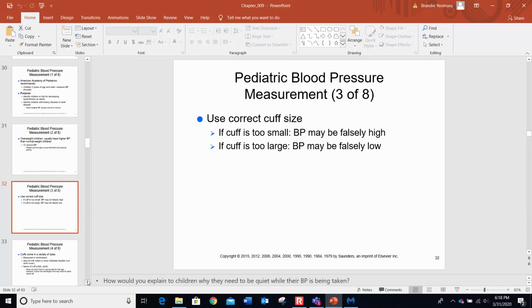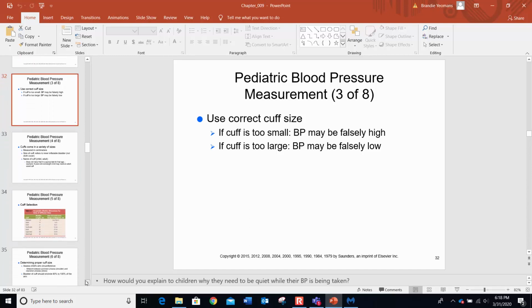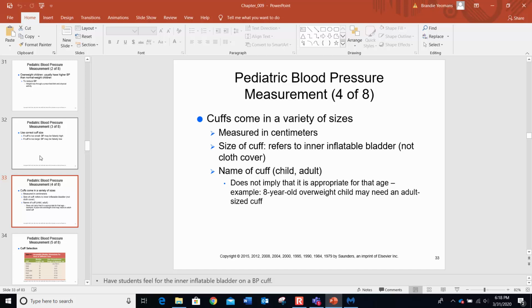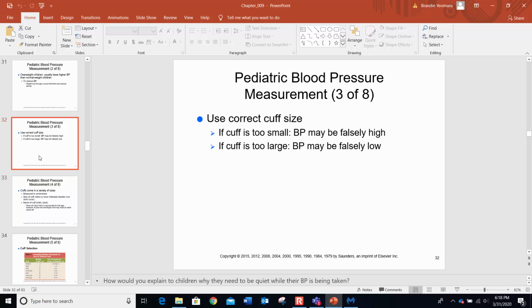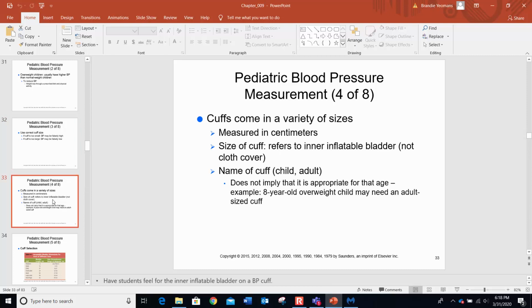When we're measuring blood pressure on the pediatric patient, it's no different than using a cuff on an adult patient, and I know you guys have already talked about that with vital signs. We're going to use the right size cuff. If it's too small, we're going to get an inaccurate reading, and it's going to be falsely high. If it's too large, it's going to be falsely low.